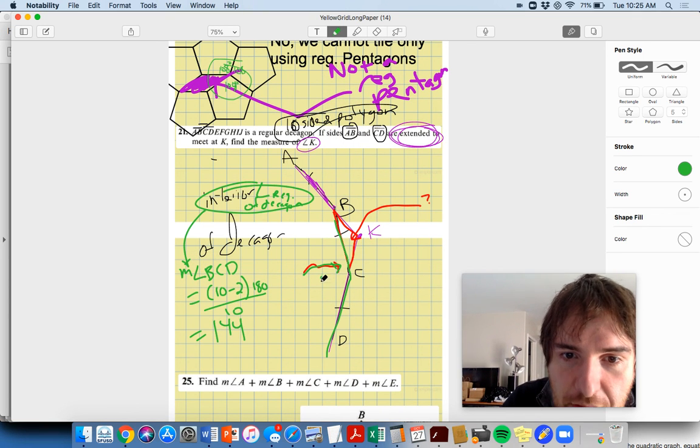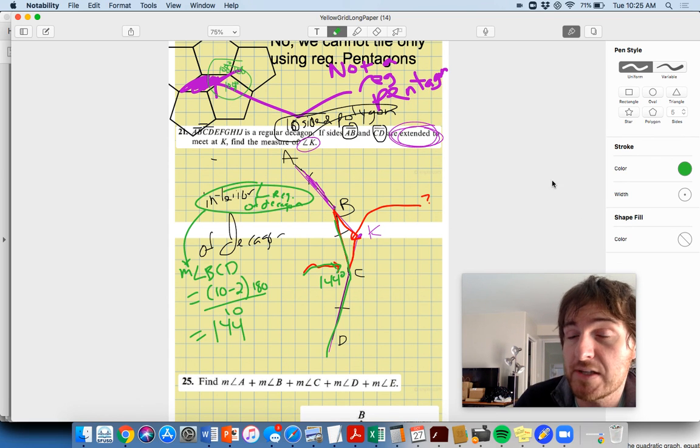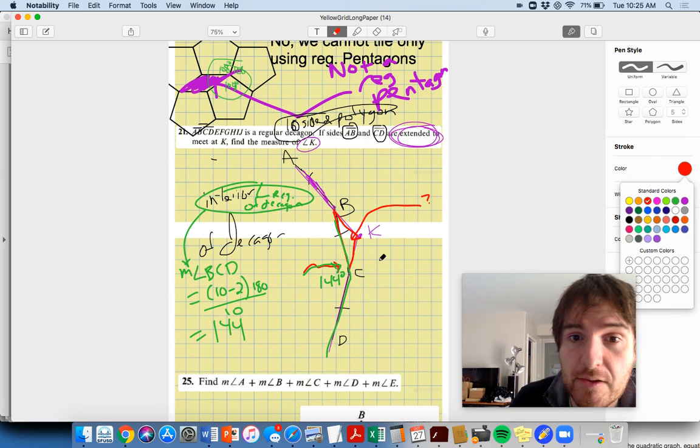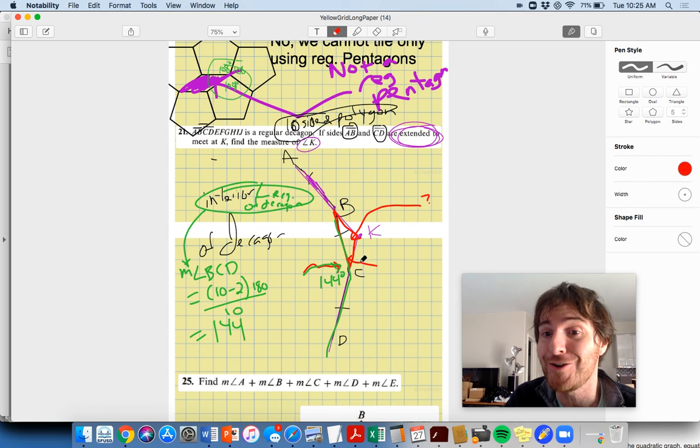Okay, so we know that this is 144 degrees. That's going to help us get this one. What's this one going to be right here? Okay, so let's switch to regs. We're talking about the triangle. Well, this is an exterior angle of a decagon here.